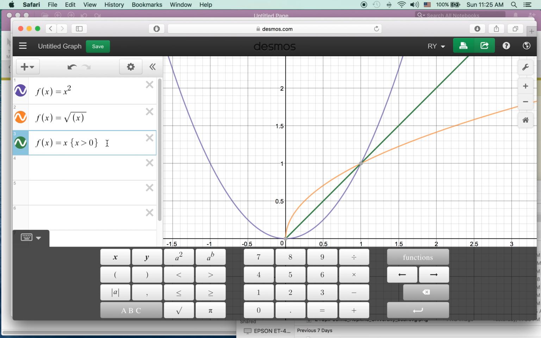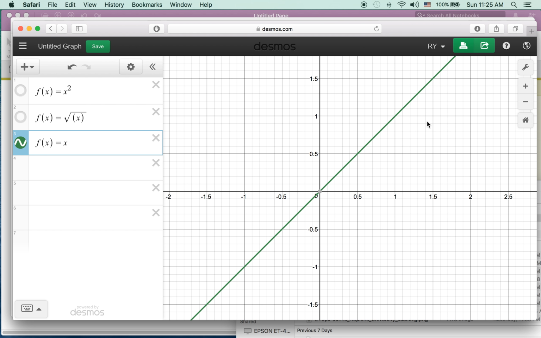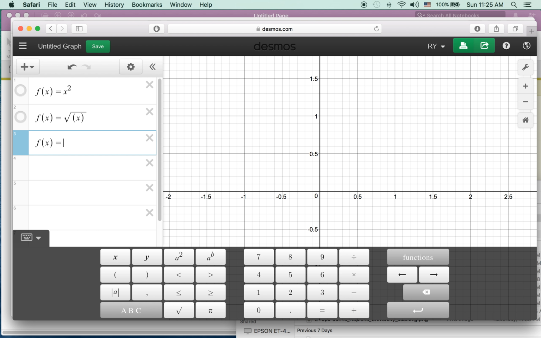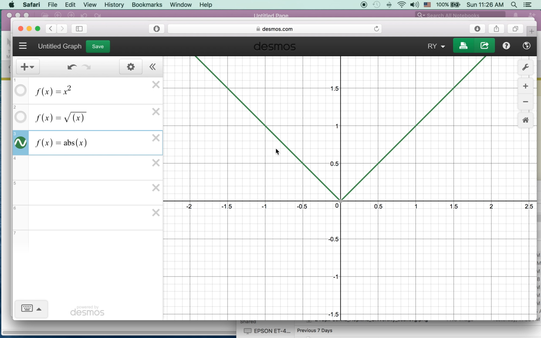Okay, so is y equals x a one-to-one function? Yes, it certainly is. If you pass a horizontal line through it, it will only hit it once. Let's try the absolute value of x. Is that a one-to-one function? No. It is a function, it passes the vertical line test. If you pass a vertical line through it, it will only hit it once. But it fails the horizontal line test.